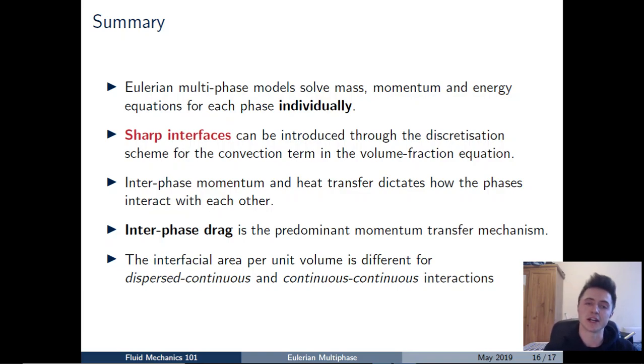Now, regardless of our phase interaction, we've seen here that it is the interphase momentum and heat transfer that really dictates how those phases interact and behave relative to each other. And it's the interphase drag that's the predominant momentum transfer mechanism and is the one you should choose most carefully when you're setting up your simulation. And of course, required for the interphase drag and the interphase heat transfer is the interfacial area per unit volume, which is sometimes called the interfacial area density, and it's going to be different if we have a dispersed continuous phase interaction or a continuous phase interaction.